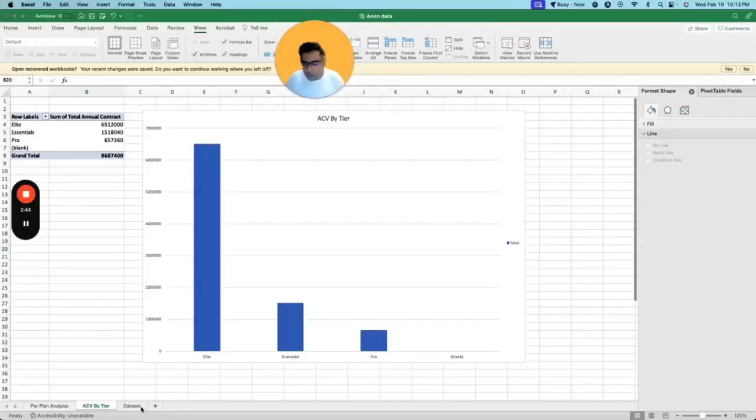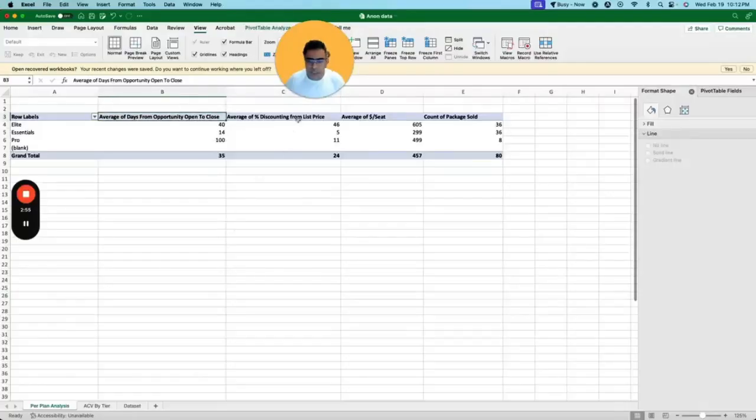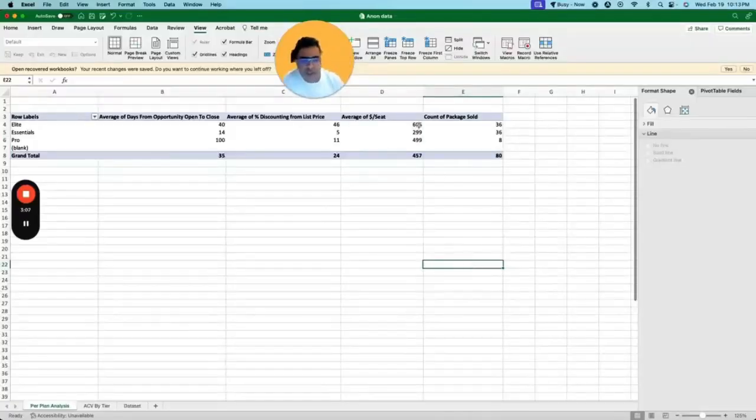So, here is another pivot table analysis that has all of these three plans and a lot of stats: the amount of time it takes to close these deals, the average discounting percentage, the average dollar per seat for those tiers, as well as how many of those packages were sold. If I look at Essentials, the discount rate is 5% from list, and the average dollar per seat is 300, which is good. Pro's discount rate is 10%, which is what I expect, and the average dollar per seat is around 500, which is closer to what we set. So that is as expected.